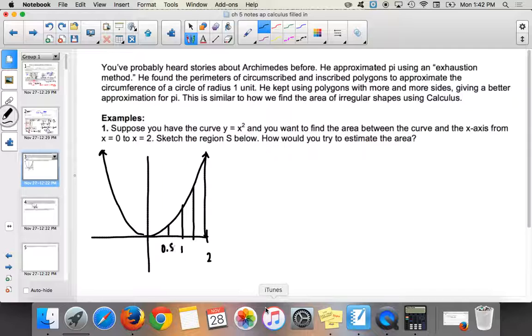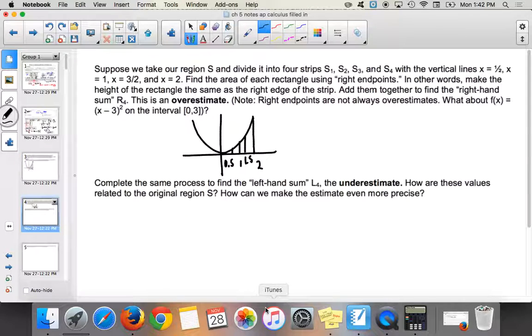How many should we have? You should have 4 strips. Why 4? Because that's what I told you to use. Okay? Is each 1/2? Yeah. So 1/2, 1, 3/2, 2. That's what it says in the instructions here.